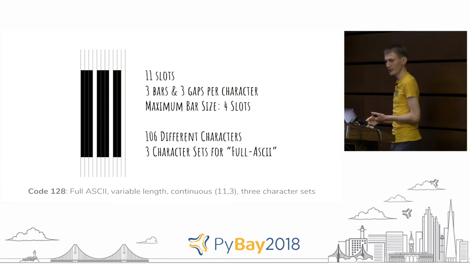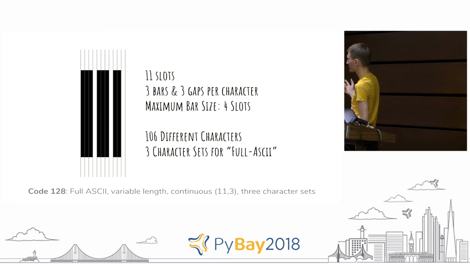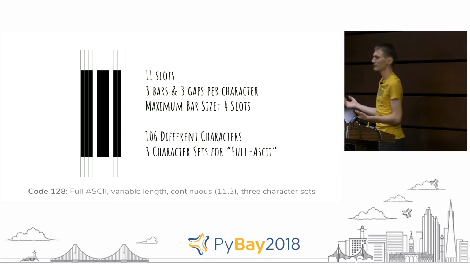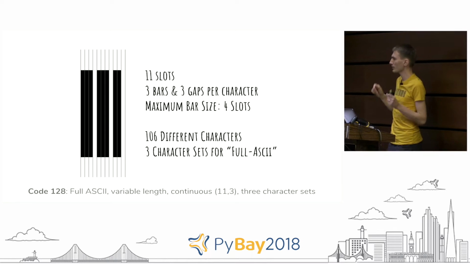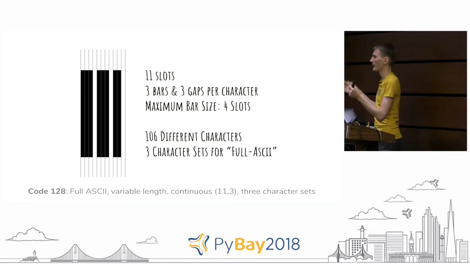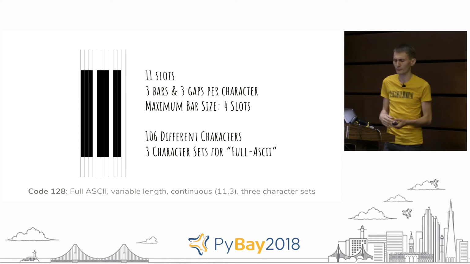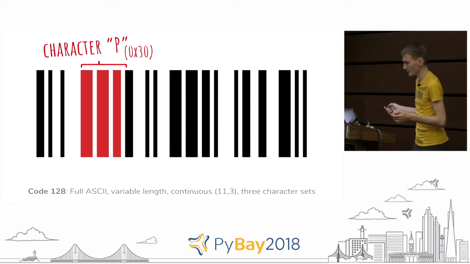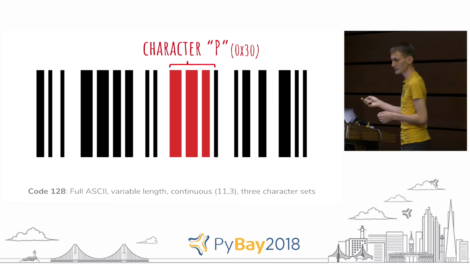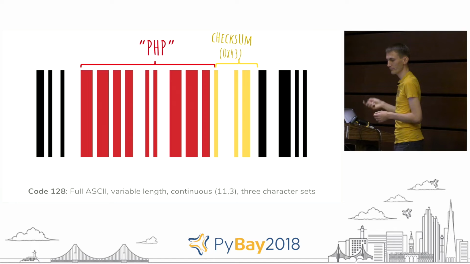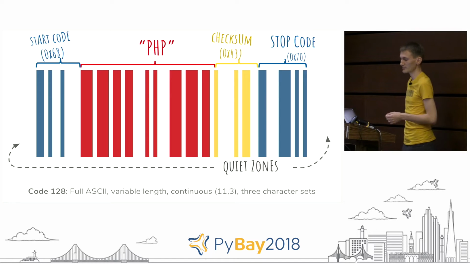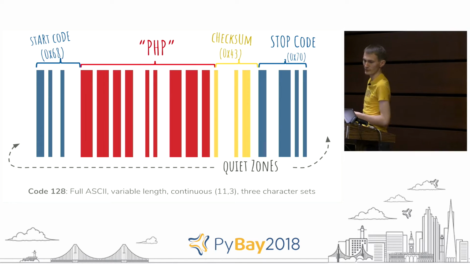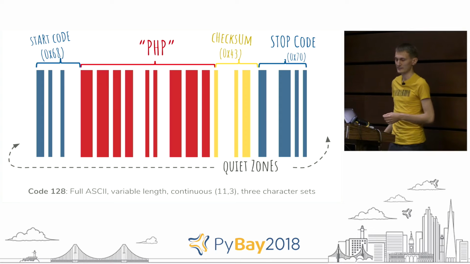If you do the math, you figure out you can do 106 different characters with this symbology, but they advertise it as code 128 and claim that they can do full ASCII, so they had some magic with 3 encoding tables. They can switch back and forth between them. It's pretty crazy stuff, but that's how we figured out P, H, P, the whole payload, the checksum, surrounded by stop codes, and then white space around it so that the barcode scanner knows where the barcode starts and ends.